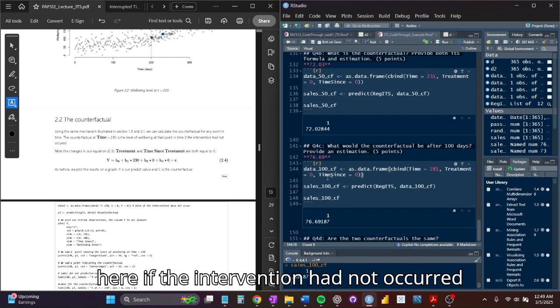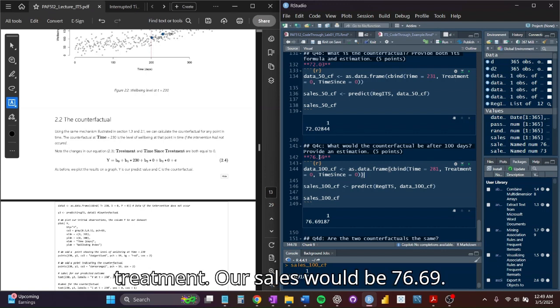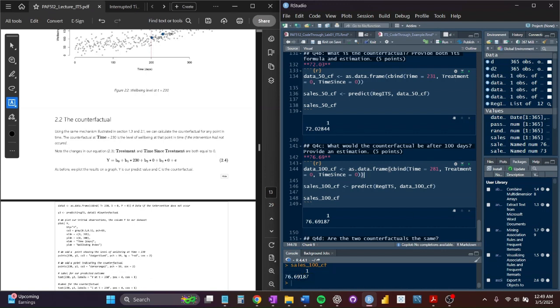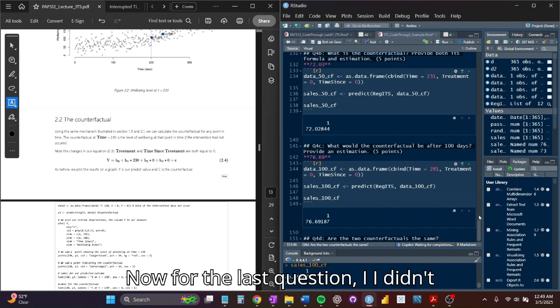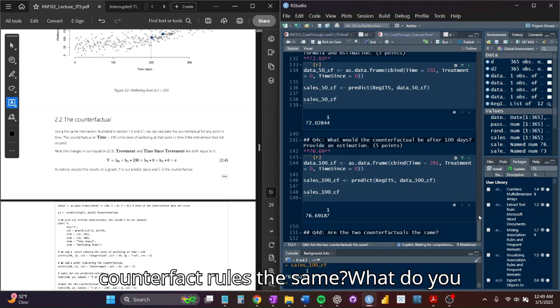If the intervention had not occurred, 100 days after what would have otherwise been treatment, our sales would be 76.69. Now, for the last question, I didn't type up the answer here, but I'll go over it with you verbally. Are the two counterfactuals the same? What do you think?